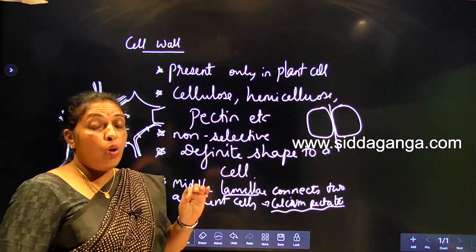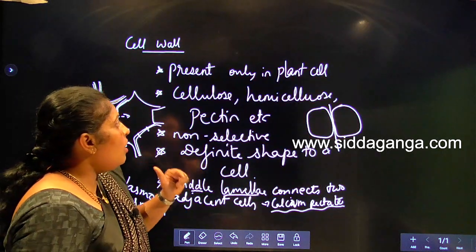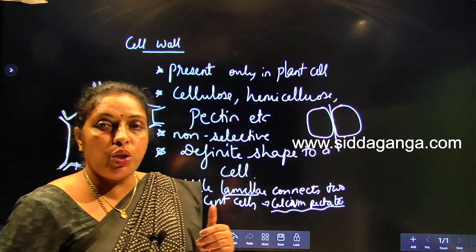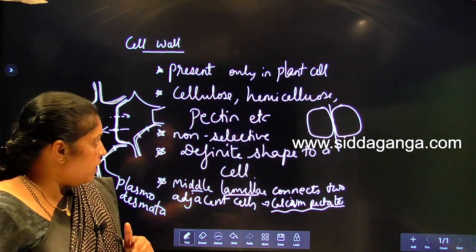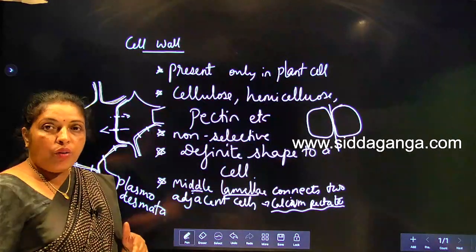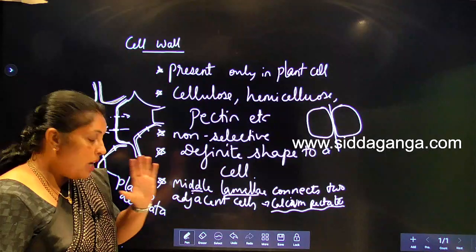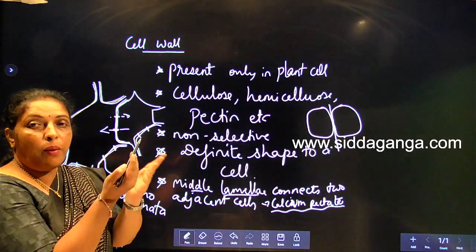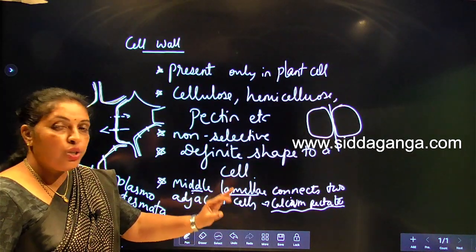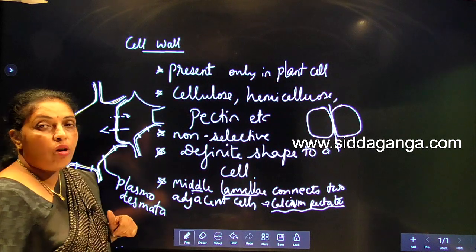Cell wall is present in all prokaryotes, and in eukaryotes it is present only in plant cells. Cell wall is made up of cellulose, hemicellulose, pectin, etc. The composition of the cell wall also varies from one plant cell to another plant cell. It is non-selective. That means it allows all the substances to move in and out of the cell. Due to the presence of the cell wall, plant cells have a definite cell shape, and two adjacent plant cells are held together with the help of the middle lamella, which is made up of calcium pectate. If the cells are going to separate, that is mainly due to the dissolution of the middle lamella.